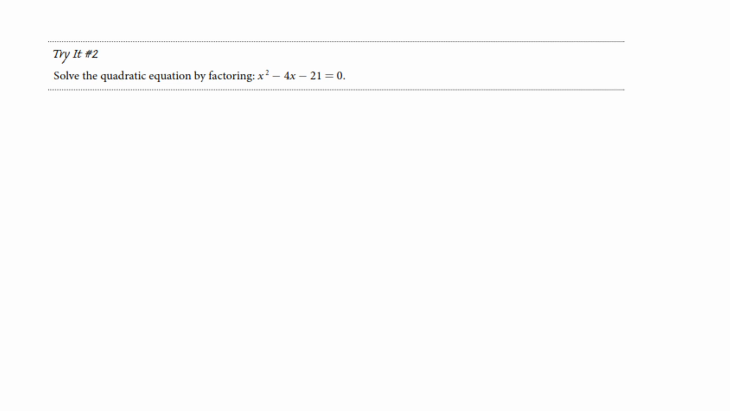Okay, let's try again here. Again, pause it if you want to give this a shot yourself. But now we're looking for two numbers that multiply to get -21 and add to get -4. So my two would be this. Now set them each individually equal to 0. And I get those two answers.